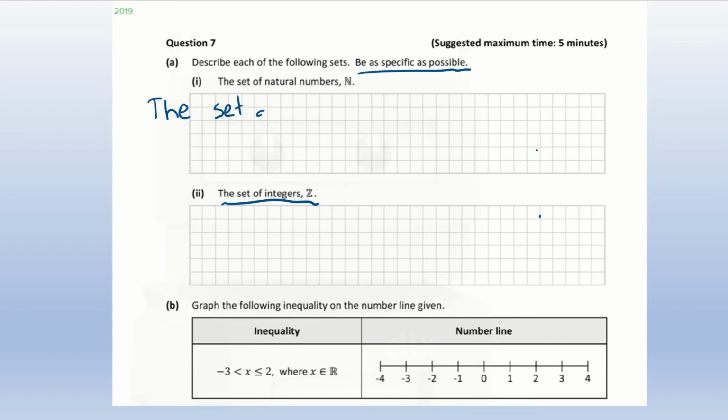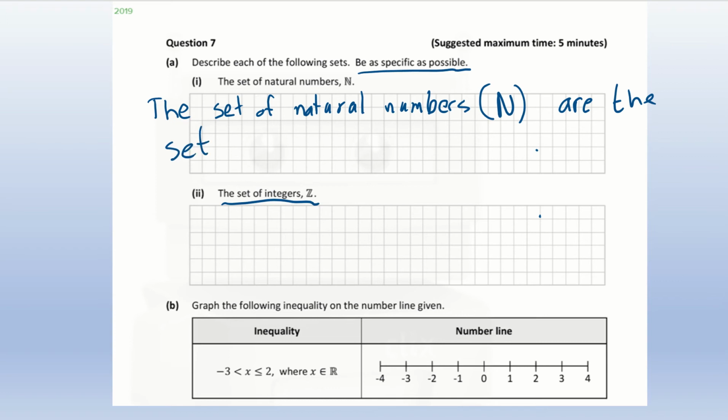So the set of natural numbers, and I'll put in brackets N, are the set of, first of all, they're positive numbers, and they are our whole numbers.